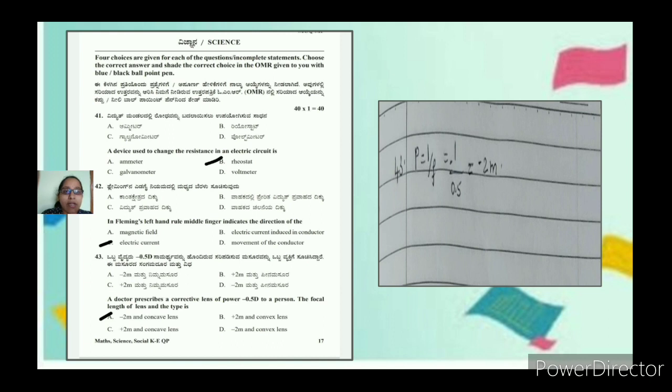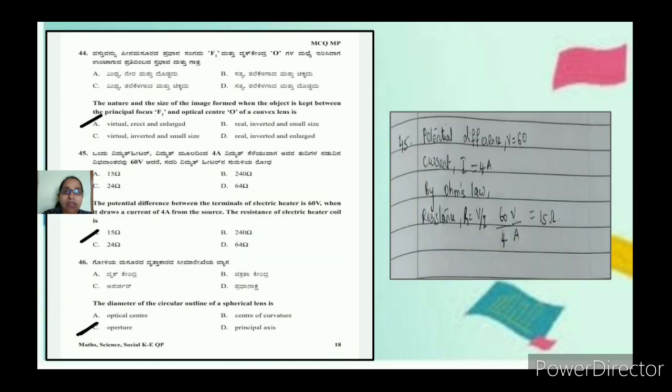The power of the corrective lens is minus 0.5. So P is equal to 1 by F, so F is equal to 1 by P. So it becomes 1 by minus 0.5, that is equal to minus 2 m. So your answer is minus 2 and it's a concave lens. So a concave lens is always negative.